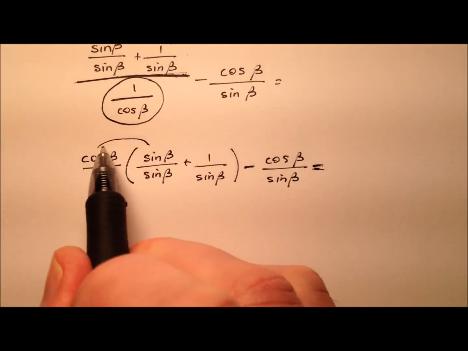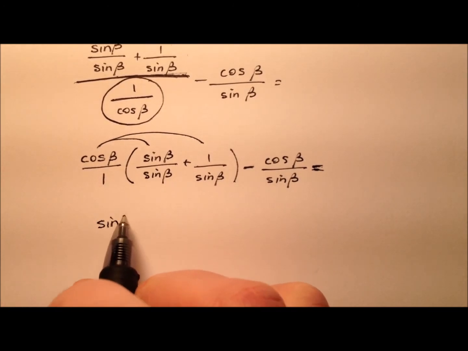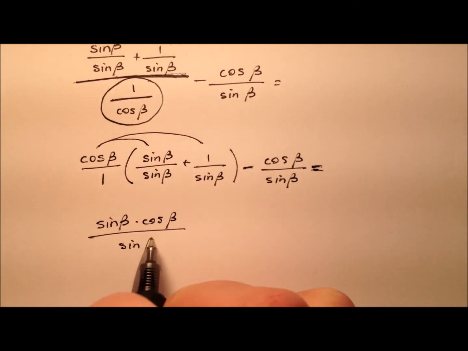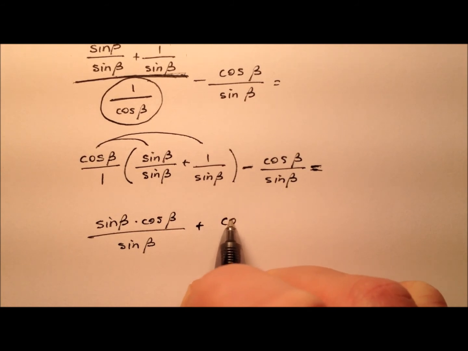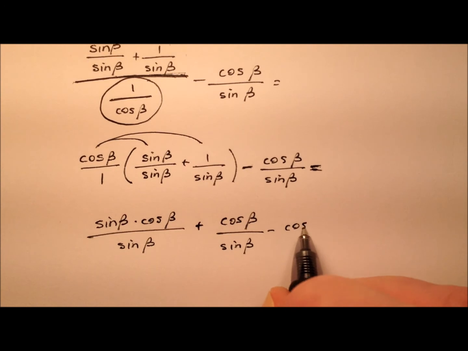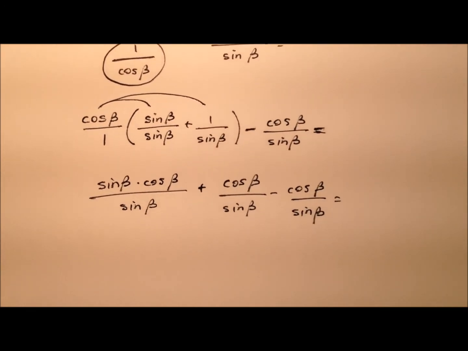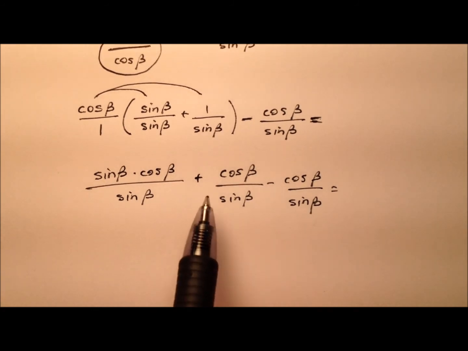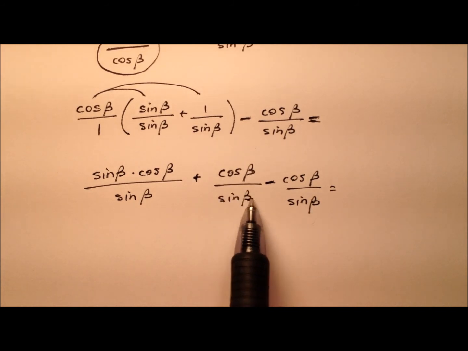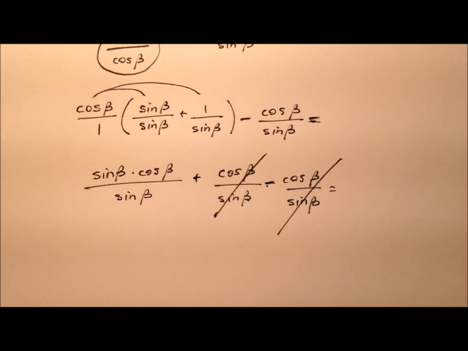Okay, let's distribute this through. So it looks like we have a sine beta times cosine beta all over that sine beta, plus cosine beta over sine beta, and then minus this cosine beta over sine beta. And at this point, we're just about done. This is going to wrap up fairly nicely. You probably saw already that the plus cosine beta over sine beta and the minus cosine beta over sine beta will cancel one another out, so those are gone.